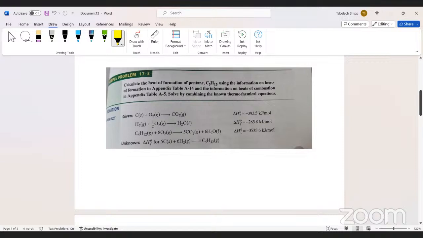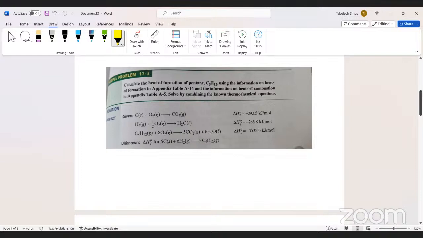Now, here's something else I want you to be aware of. Sometimes your teachers may not give you all of this information here. They may force you to try to figure everything out. But in this part of my book that I took out so you can see it, it says: calculate the heat of formation of pentane, which is C5H12, using the information of heats of formation, which I've already provided you with right here, and the information of heats of combustion in table A5. Solve by combining the known thermochemical equations.